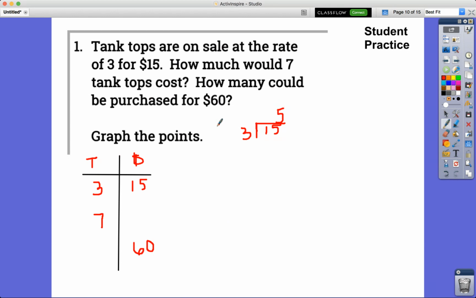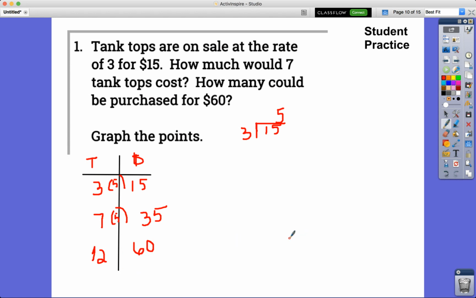Okay, so if we know that our factor is 5, 3 times 5 is 15, 7 times 5, you should have 35. And again, when I don't know the number of tank tops, but I know the money it's going to cost, I'm going to use inverse operation. We multiply to get the amount of money, but if I know the money, I'm going to divide to find how many tank tops. Well, 5 goes into 60 12 times. So I could purchase 12 tank tops.